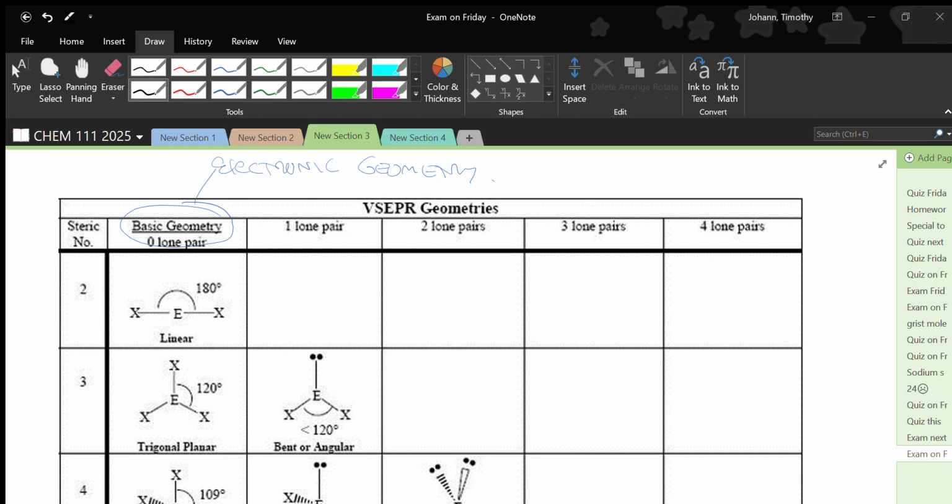I'm going to cross off this angular. I'm not sure where that came from. I have never, ever been taught or seen in a book to call it angular. But wherever this came from off the internet, apparently they have it. We don't call it angular. Bent. Okay.